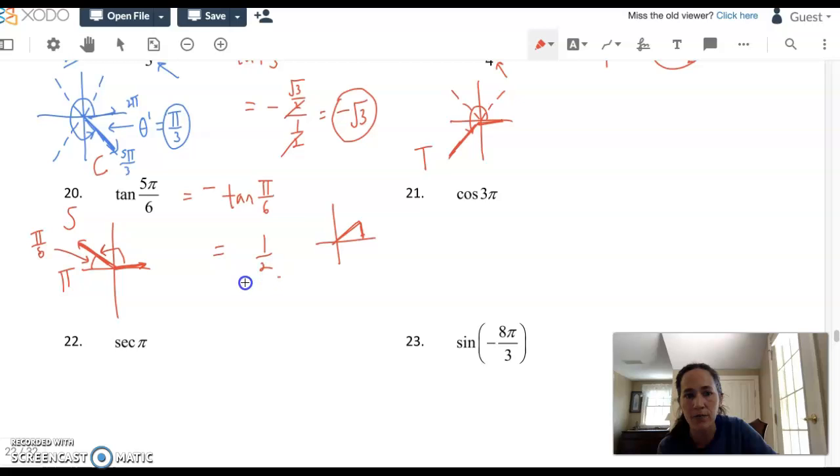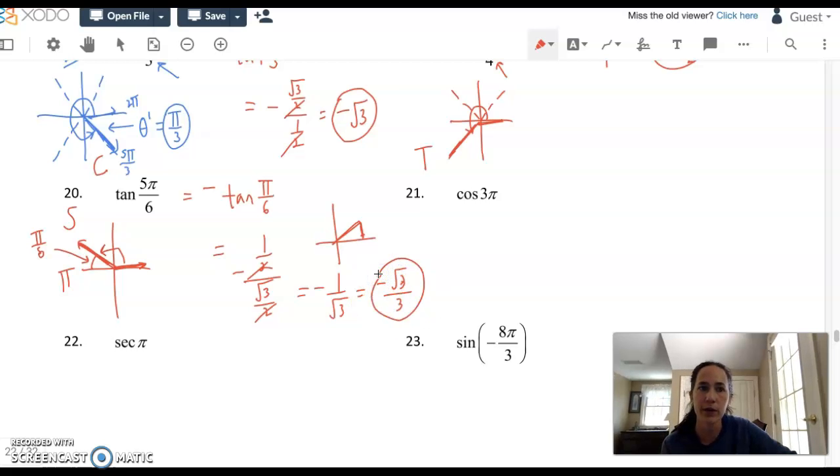only going to be a half, and the x that we divide by is going to be square root of 3 over 2. So we can call this one negative 1 over square root of 3, and we would always prefer a rationalized denominator, negative square root of 3 over 3.